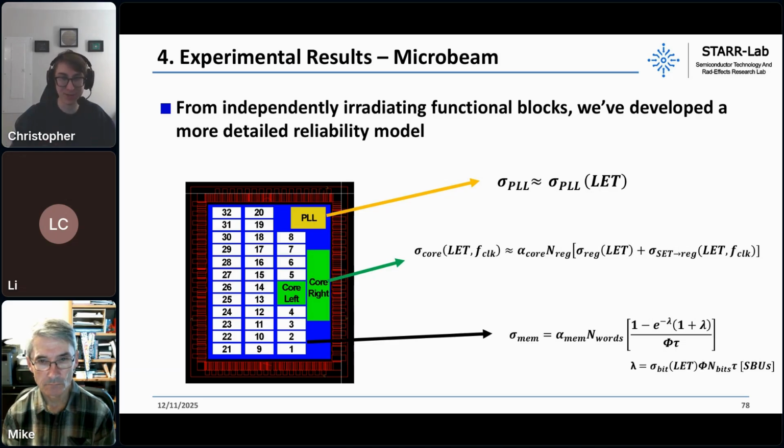I know there's a whole bunch of math on screen here, but all this is saying is that you can take in a lot more variables than just the particle energy, the particle LET value. You can take in the flux, how fast the device is operating, how quickly it's scrubbing through the memory, and all these different things to try to understand the general SEFI cross section of the device. You can have a more accurate number for its reliability.